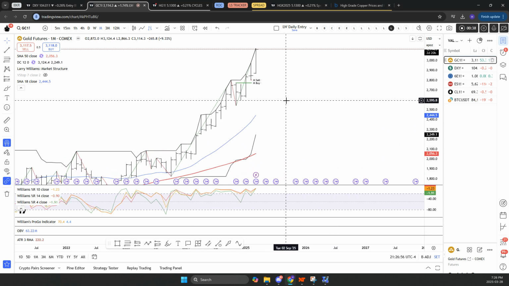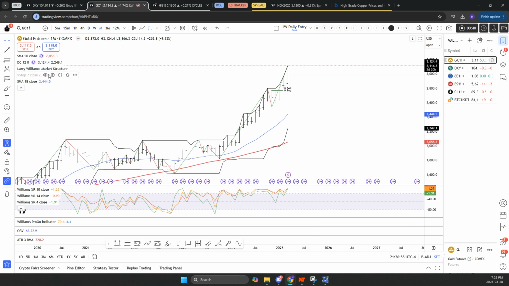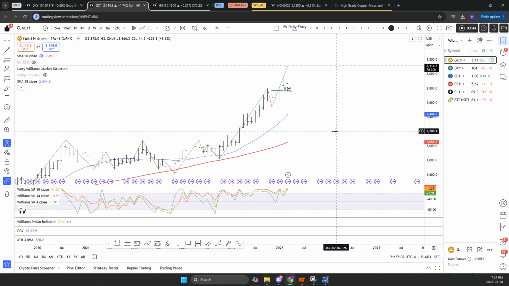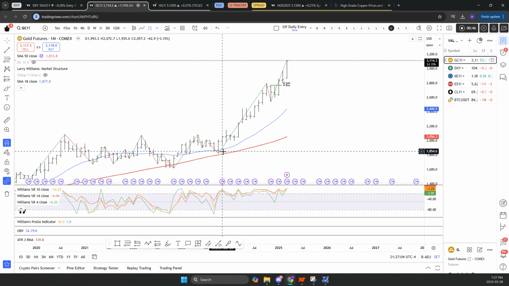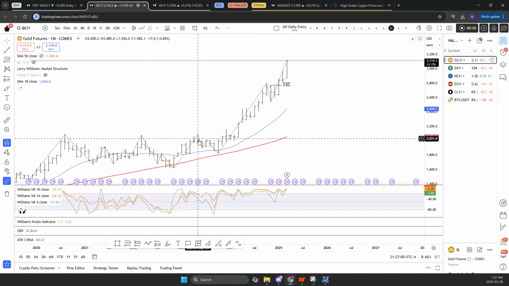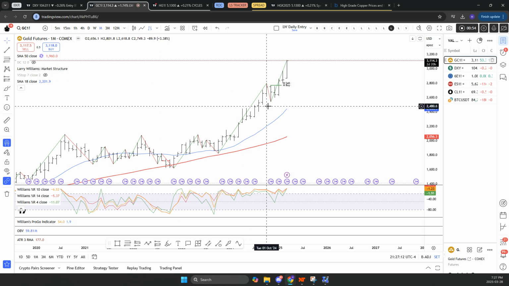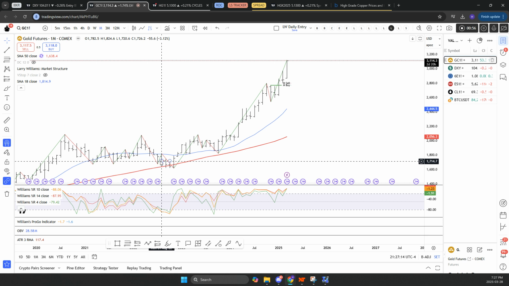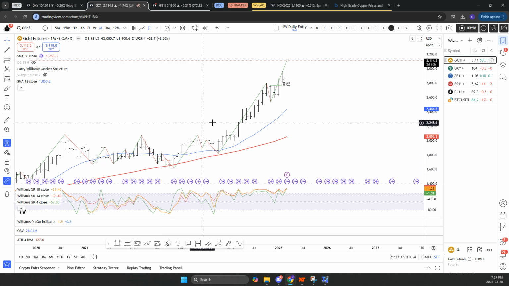So first of all, you have to have a bit of an understanding of market structure. So I'm going to clean up my charts a bit here. You don't need to see all these things. So market structure is basically marked out here with these zigzags. It's Larry Williams market structure on TradingView. It's marking out the short-term swing high and swing low.